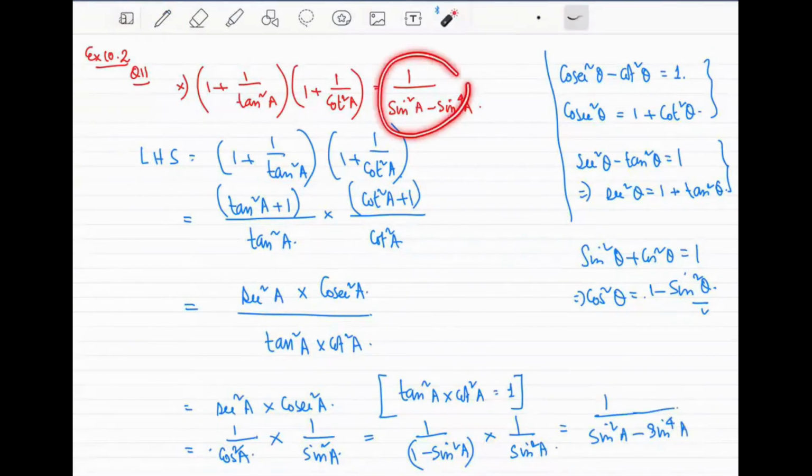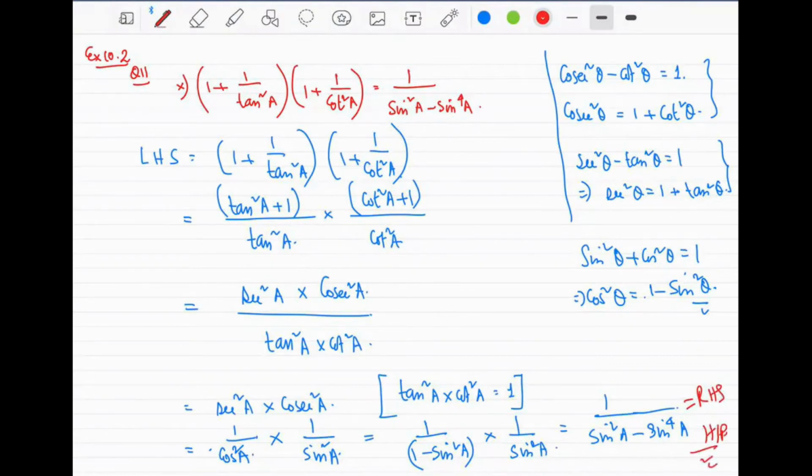So this is what we are supposed to obtain, right? This is the right hand side. So the left hand side is equal to the right hand side, and proved. Copy this.